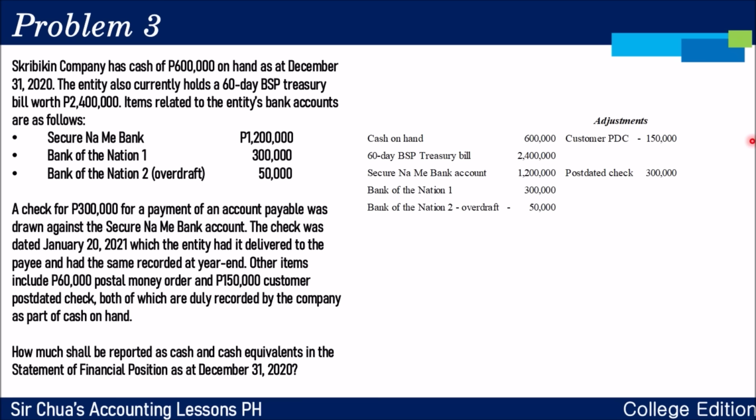Okay? So, let's get the adjusted balances. Cash on hand becomes 450,000. The treasury bill has no adjustments. Secure na Mi Bank account, we return the 300,000. And our Bank of the Nation balance is 250,000, netted because even though there is an overdraft, it is the same bank. So, get the total. The total cash and cash equivalents at December 31, 2020 is 4,600,000. Okay, you can pause the video and take a screenshot.